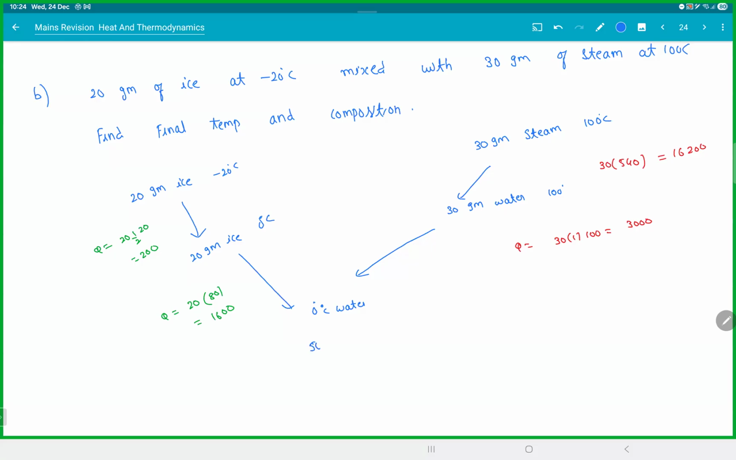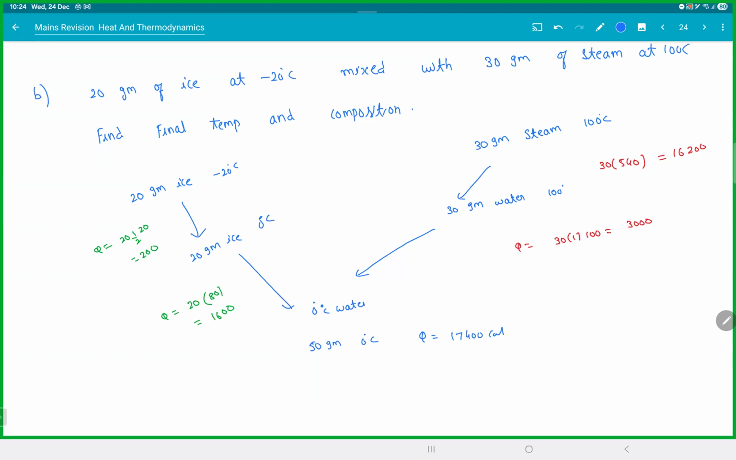Gone. So we got 50 grams of water at 0 degrees, and we have too much heat. We have 16,200 and 3,000. This is nothing in front of it actually. So this is quite a huge value. 19,200 minus 1,800. That would be 17,400 calories.